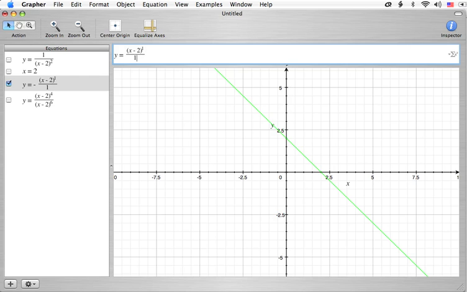Now again, even multiplicity is going to do something a little different. And what's it going to do? Well, it's just going to touch at that particular point. So it's just touching at x equals 2.